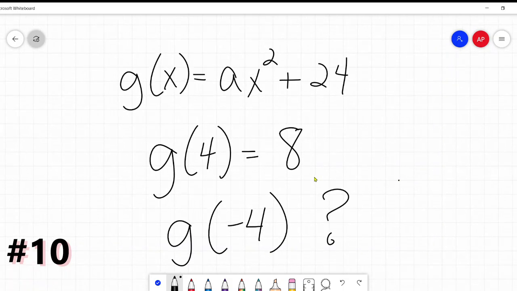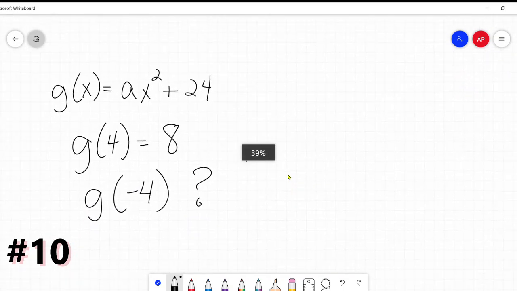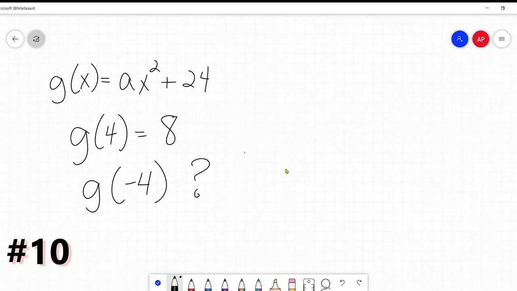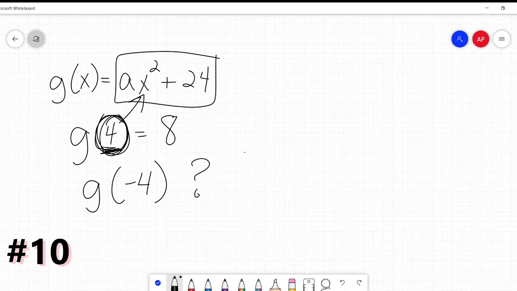They're telling us that a is a constant, so a is just a number. So if g of 4 equals 8, what that means is if I plug 4 in for this x, I will get 8 after I do this math. That's what this notation means. G of x means do these things to x. So g of 4 means I did these things to 4 and I got 8. So let's plug that in.